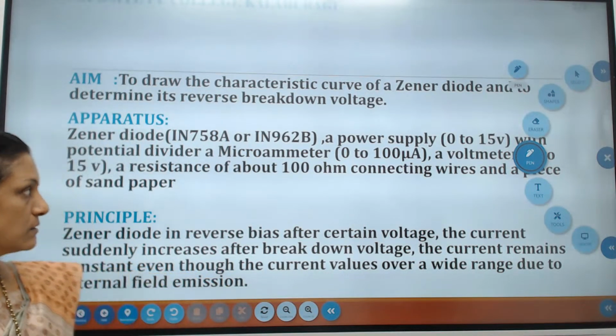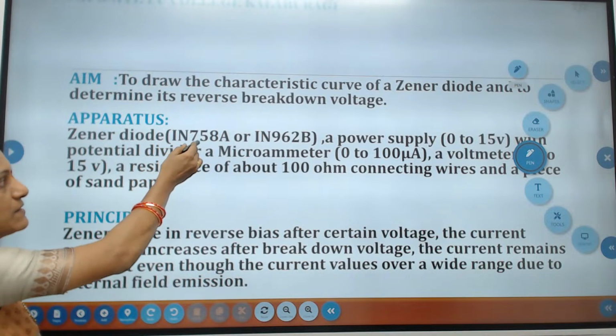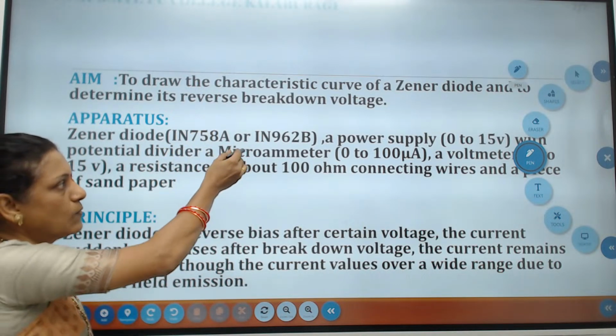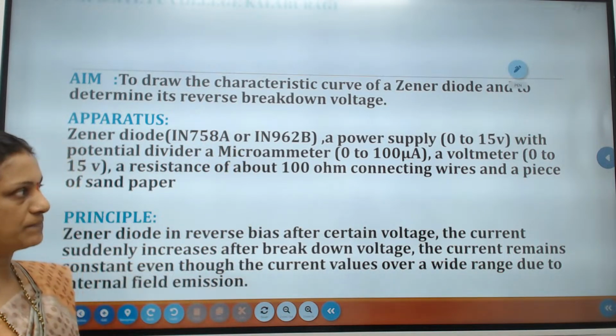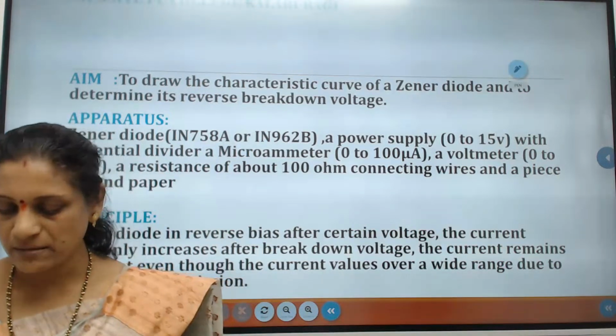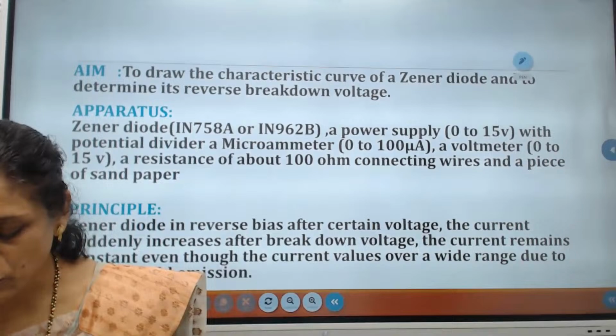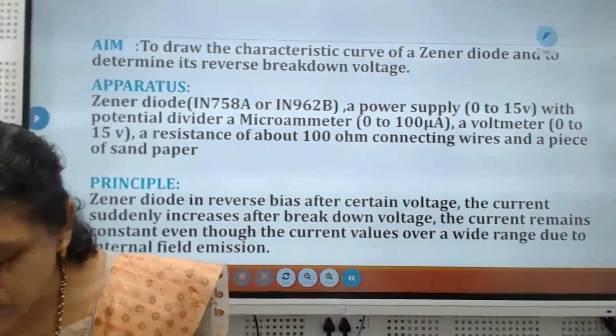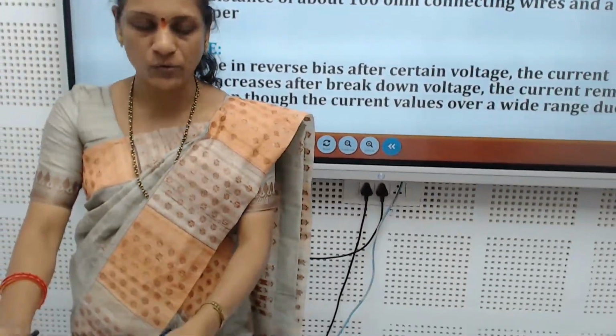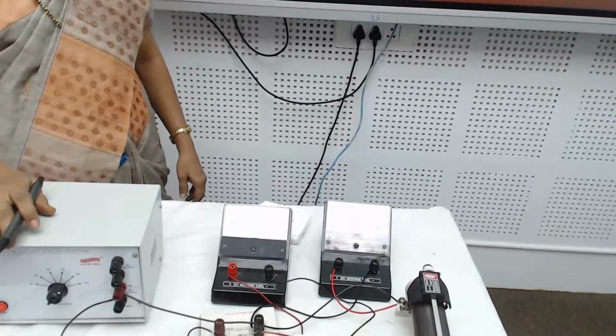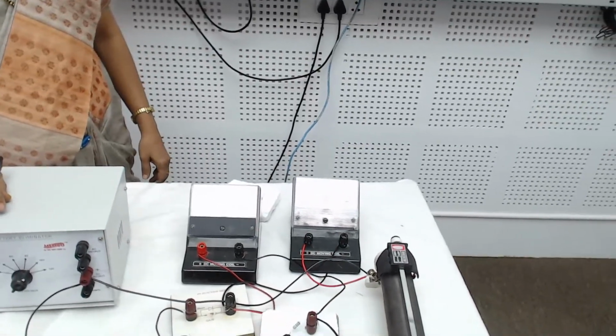Then we need a 1N758A or 1N962B. We need one power supply. This is our power supply. We need a power supply of minimum 0 to 15 volt. I have selected today 0 to 12 volt. Then this power supply we have to use with the potential divider.